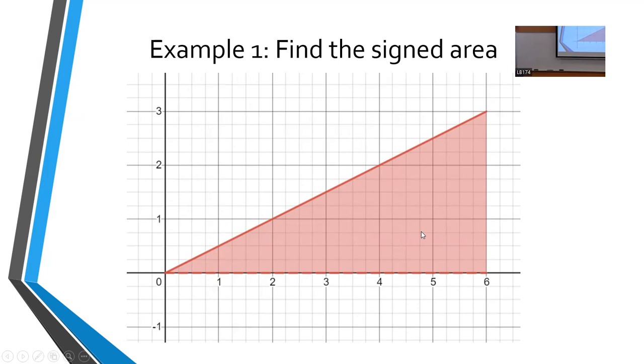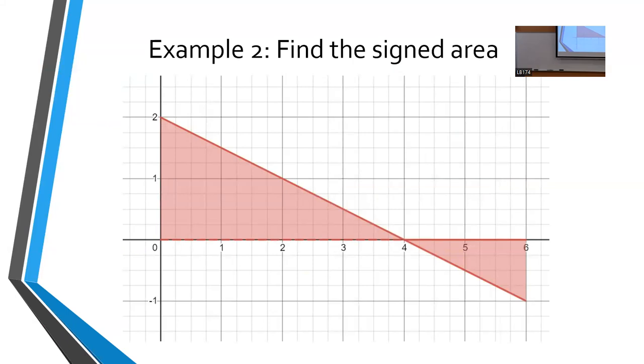And by the way, in this case, you could use some calculus to do it. Or in this case, you can just say that's a triangle and you can calculate the area of that triangle. 1/2 base times height. What would that be? 1/2 times 6 times 3, you get 9. So the area should be 9. And it's a positive 9 because our curve is above the x-axis. That area is above the x-axis.